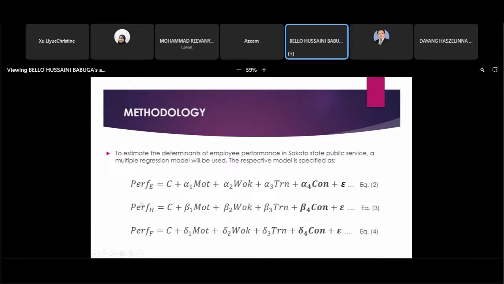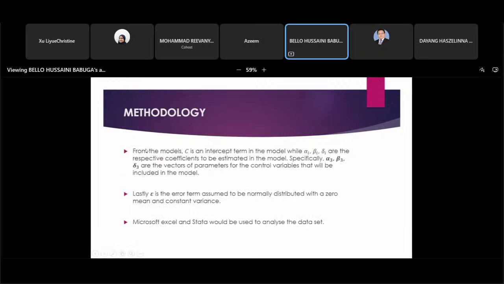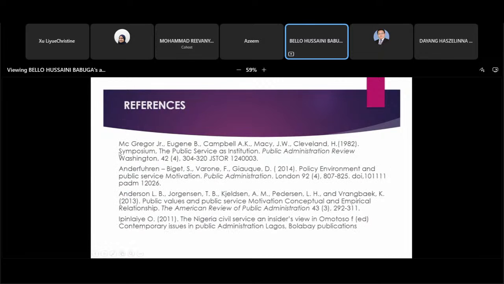Below is the formula that we can use in order to determine the employee performance from the different ministries. Then this is the explanation of the terms used in the formula. Continuation, and that is all.